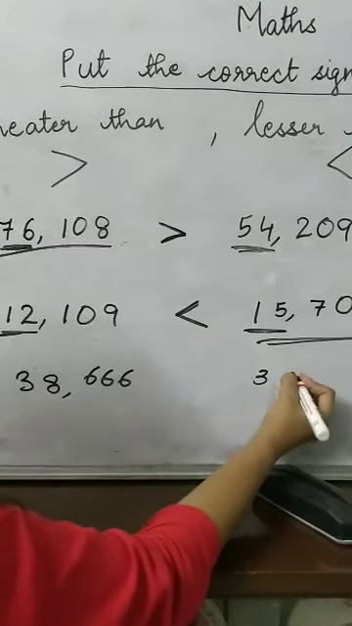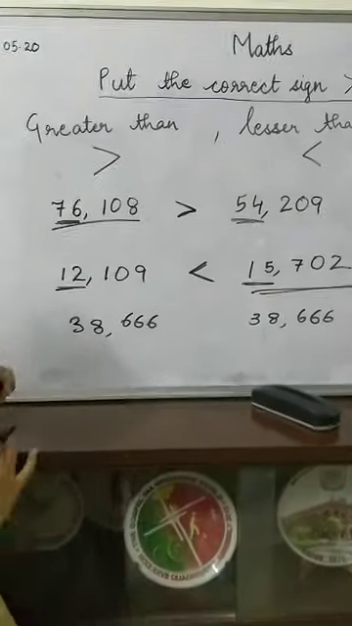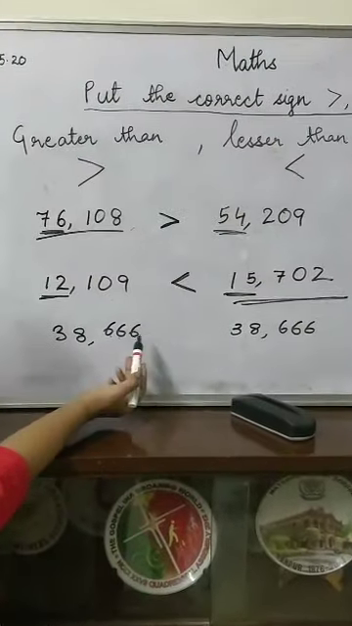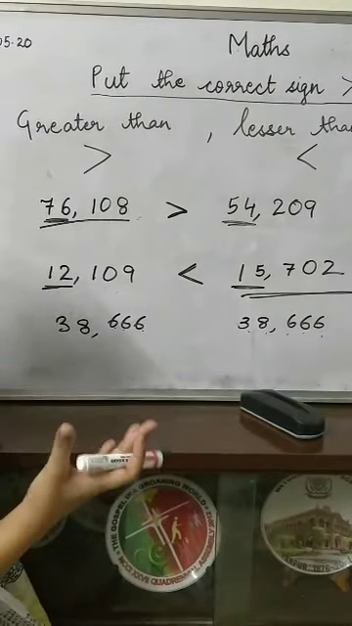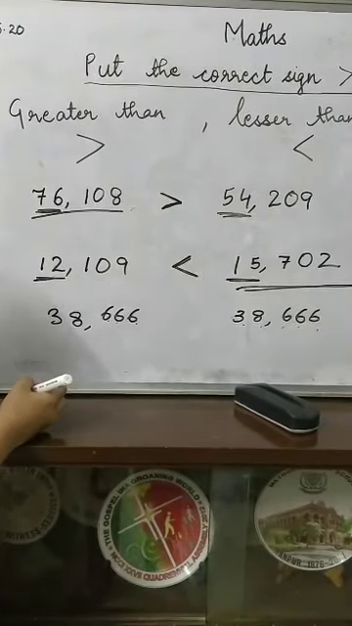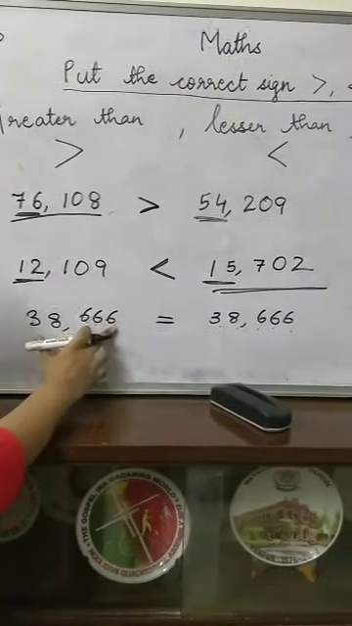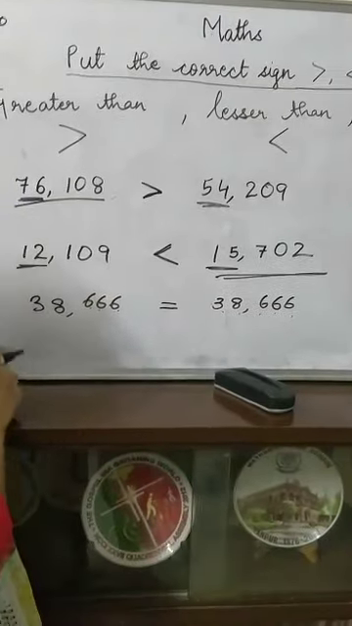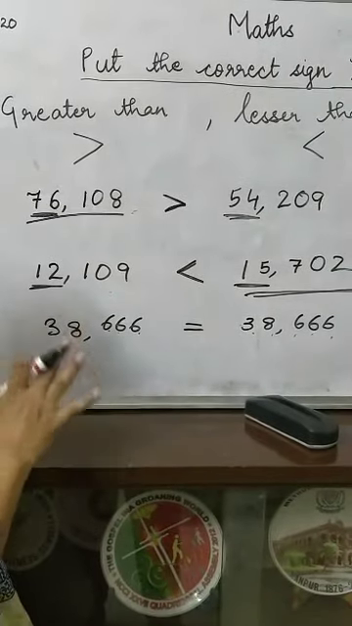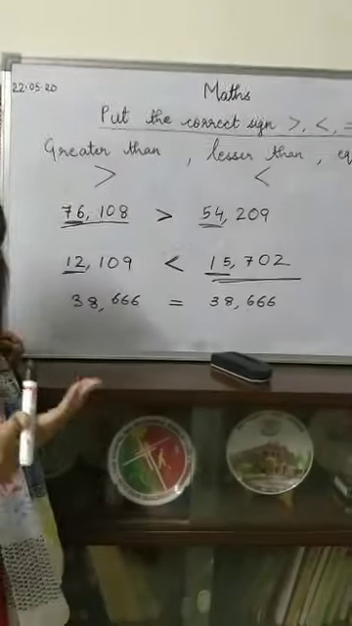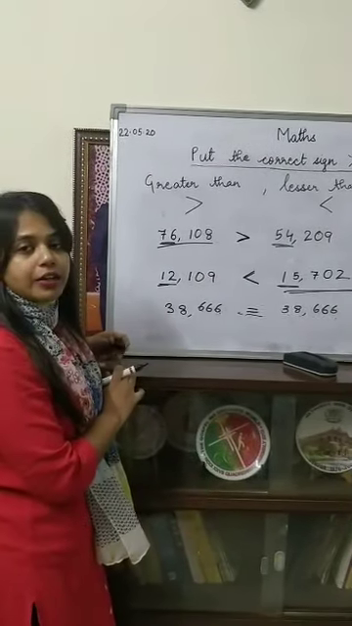Now another example, 38,666 and 38,666. Can you see these numbers? Both sides the numbers are same. So which sign will we put? Equal to. We will put the equal to sign because all the digits on both sides are same. There is no comparison. We will not say any number is greater than or lesser than. The digits are same, so we will write the equal to sign between the numbers.